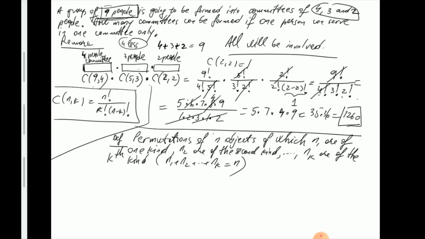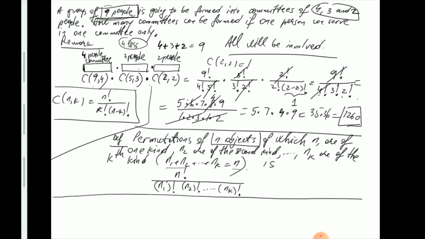So permutations of n objects of which n1 are of one kind, n2 are of a second kind, or a different kind I should have said, and nk are of a different kind, and the summation is equal to n, is n factorial divided by n1 factorial, n2 factorial, dot dot dot, and nk factorial. So like I said, this only applies when you split into subgroups, right? So here's another example. If you want, you can check it with the calculator.